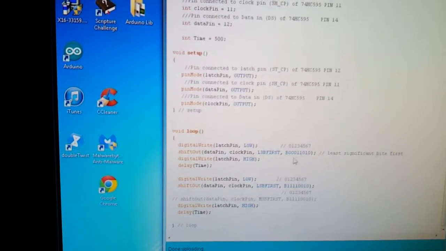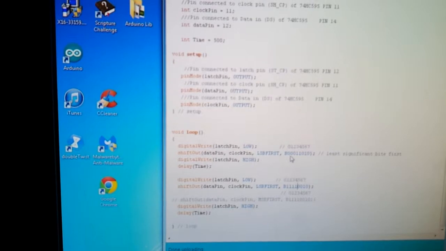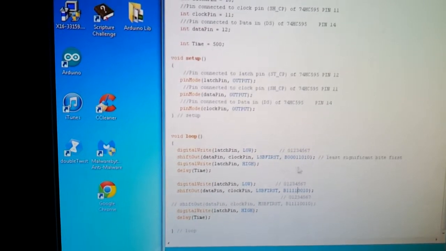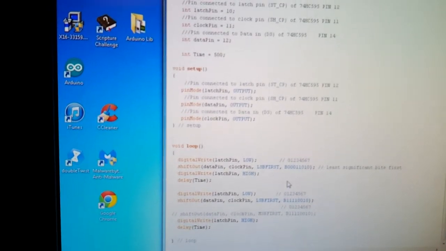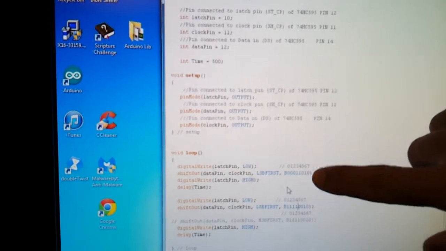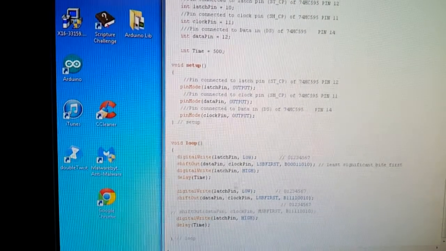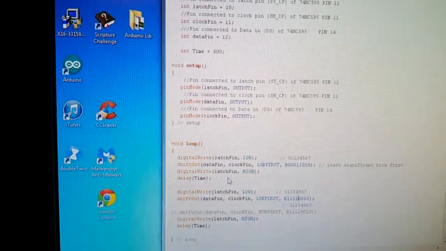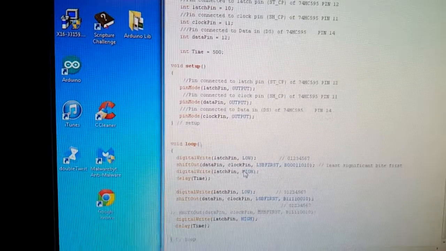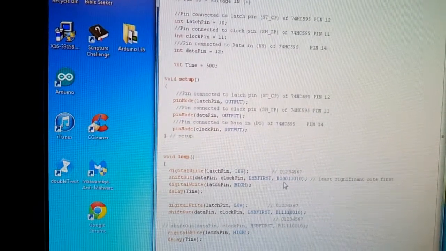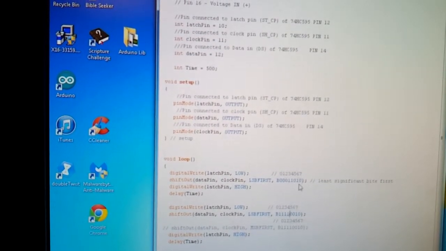But if you do most significant bit first, it would display it backwards. So right here, I have the first three LEDs to be off, and then the next two are on, and then off, and then on, and then off. So by doing most significant first, it would display these from right to left instead of left to right. And then the latch pin goes high, and that displays the outputs. So here it is. The first one is the 1, 2 pin. LED 3 and 4 are on, and LED 6 is on.